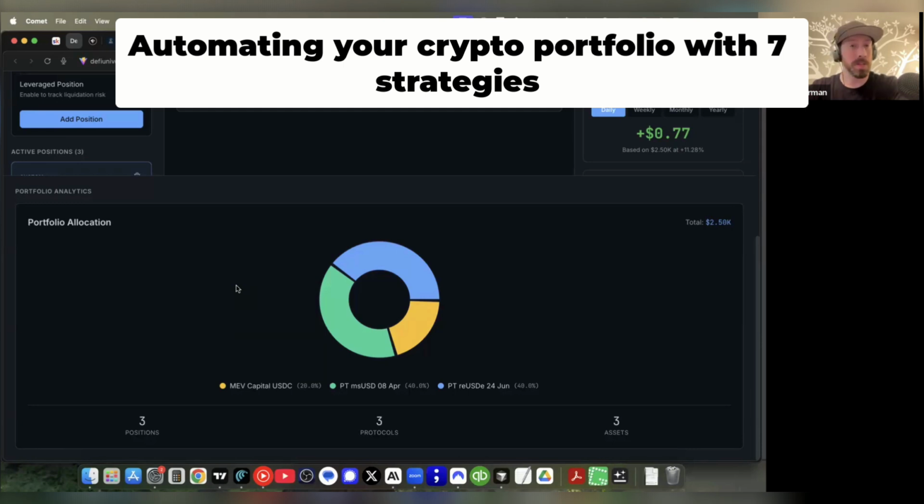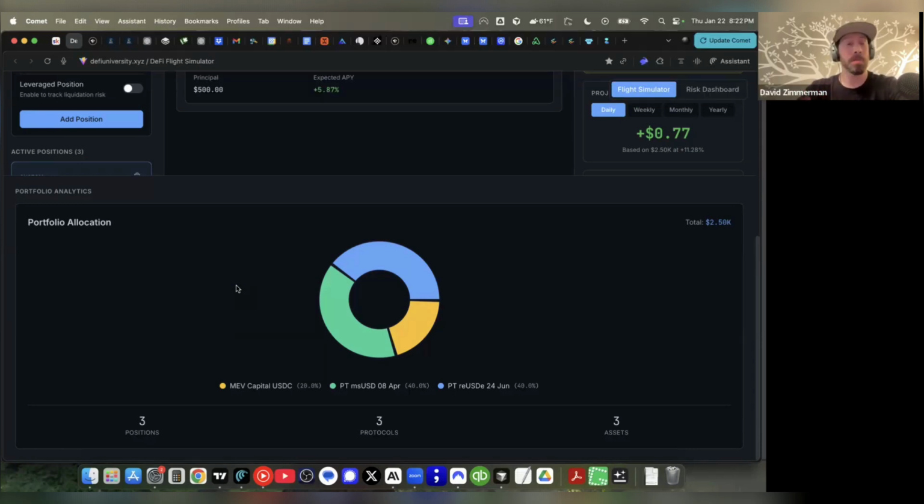I want to have some mutual fund stuff on Morpho. I want to have some single lending stuff on Aave. I want to use some leverage on Contango. Maybe I want to have some spot holdings, and definitely want some liquidity provision in there.